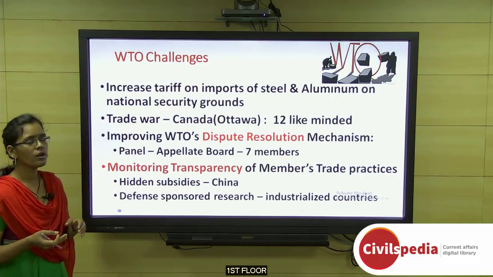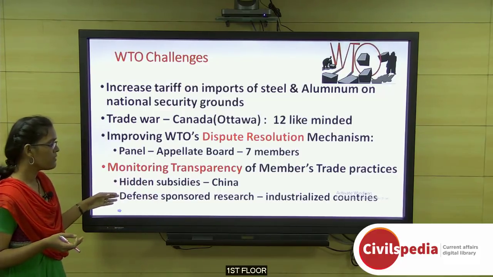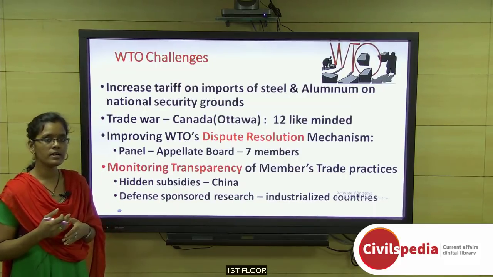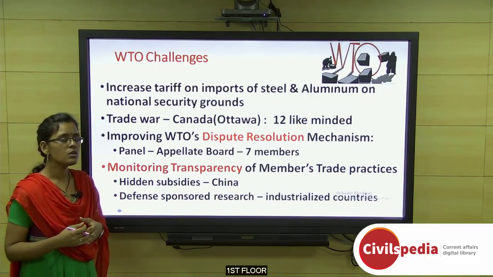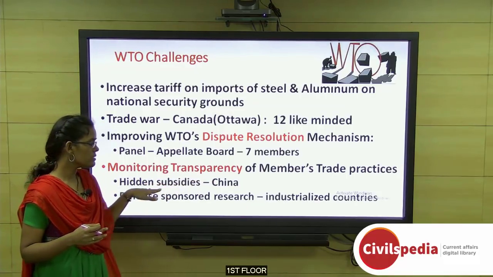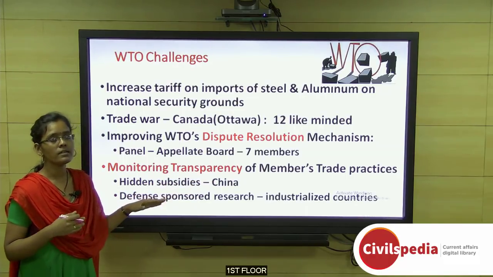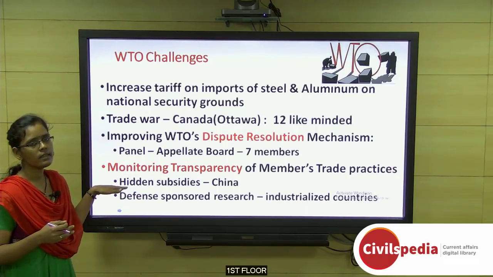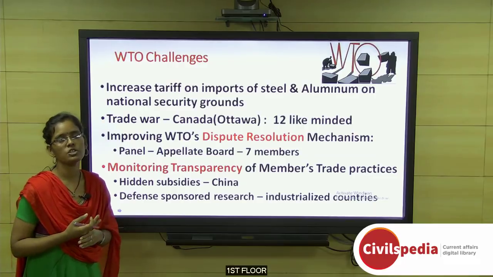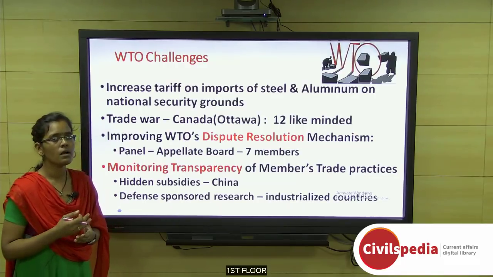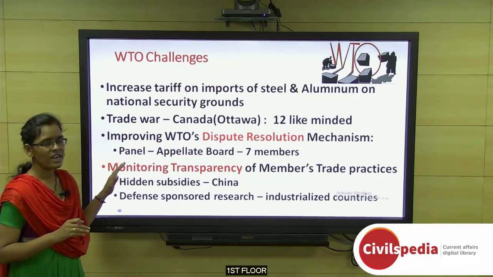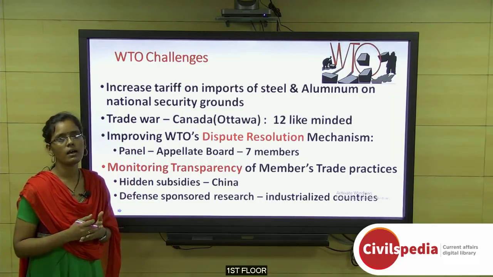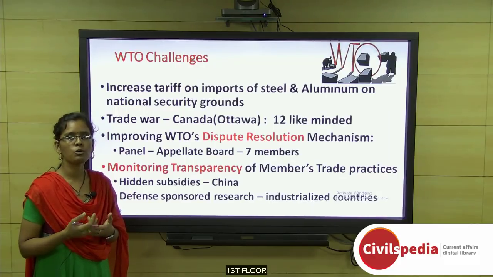Earlier, most of the developed or industrialized countries' defense sponsored research led to many new technologies like artificial intelligence, GPS, and much more. They were all funded by defense sponsored research only. That led them to capture the market a lot. So China said that these hidden subsidies are not happening only in China, they are happening in all other countries also. But right now, whatever it is, transparency has to be maintained and followed. Then only will it help global trade to grow a lot.